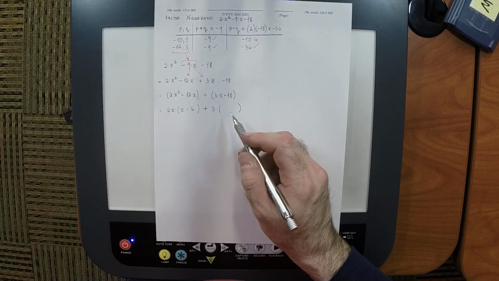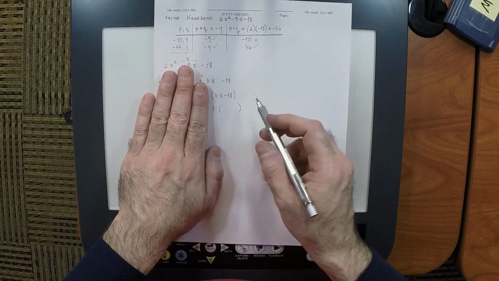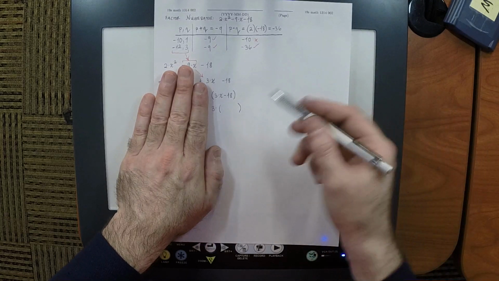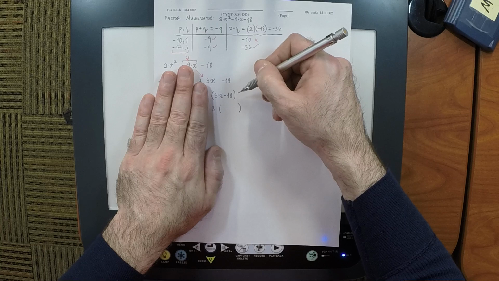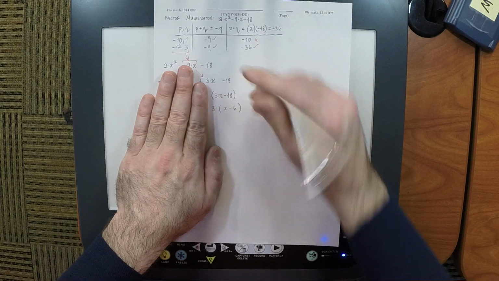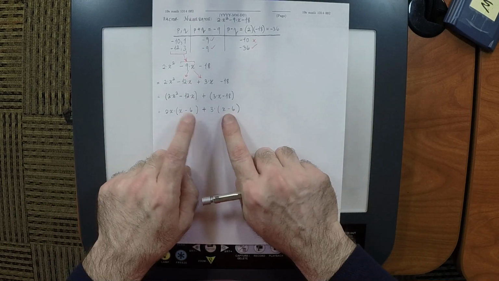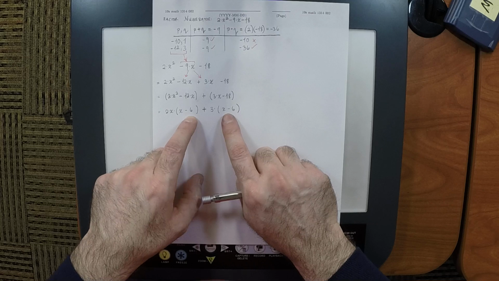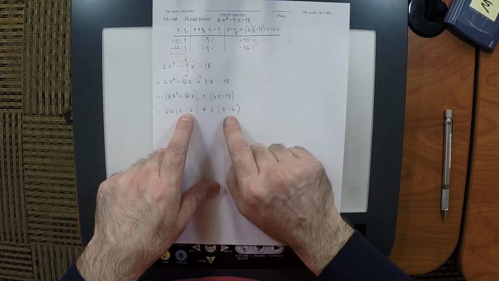But in order not to pollute the opportunity here, I have to check. I'm going to cover that up and say, all right, what do I get if I factor out 3? X minus 6. And then take a look and say, all right, that's right. If we had gotten anything else, then that would be a signal that we made an error. Those have to be the same.